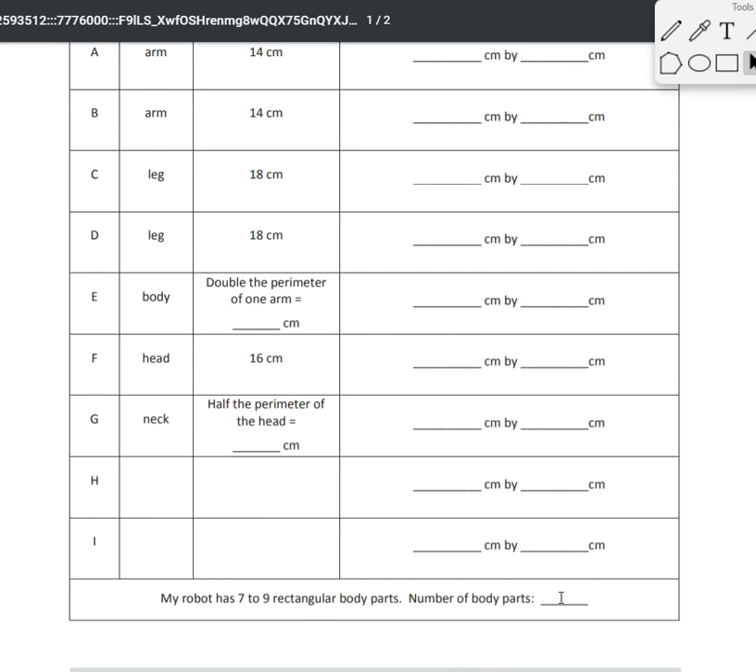It's an option. So it says, my robot has 7 to 9 rectangular body parts. Number of body parts. So you're going to count how many body parts you're putting on there, and you're going to write it right here on this line.